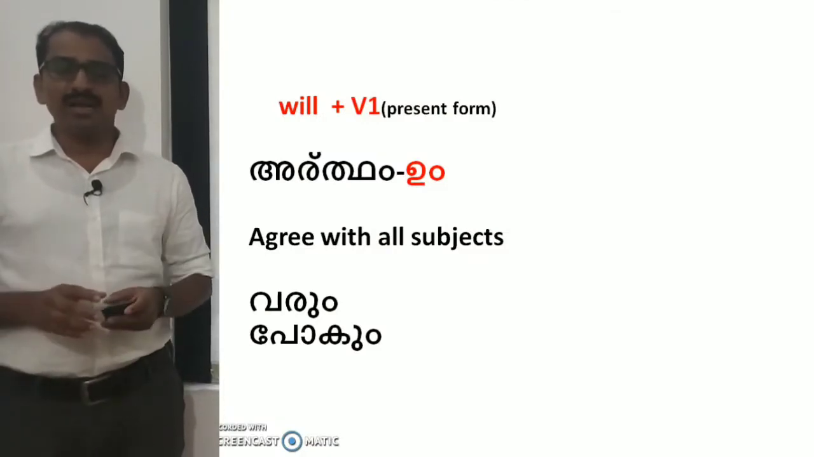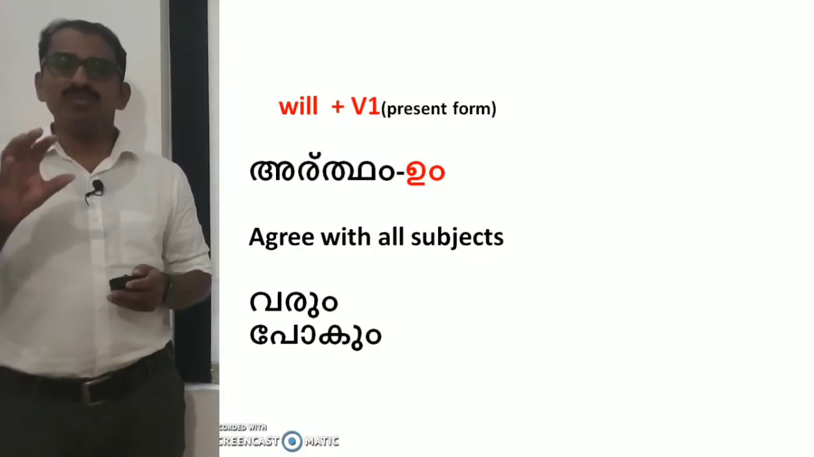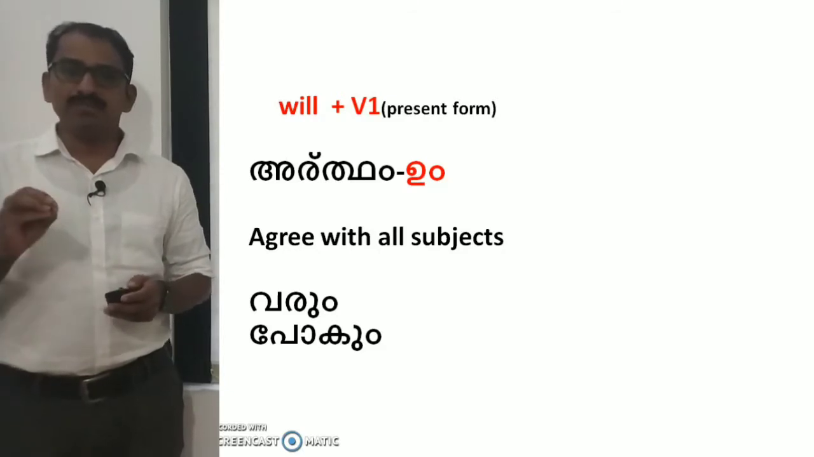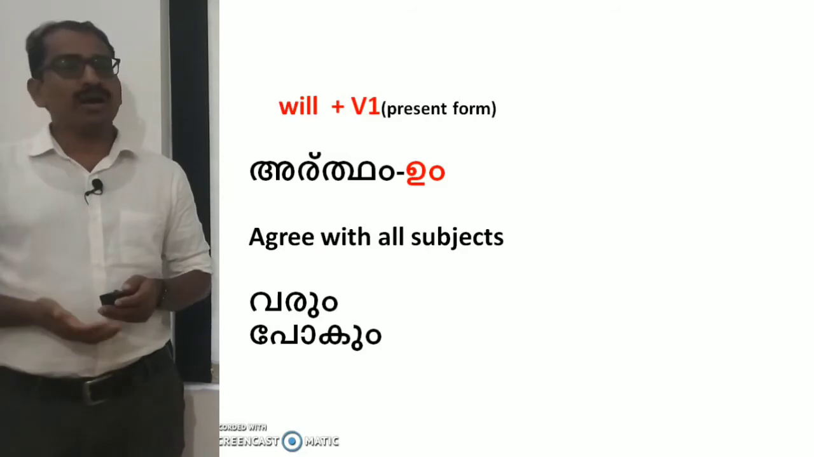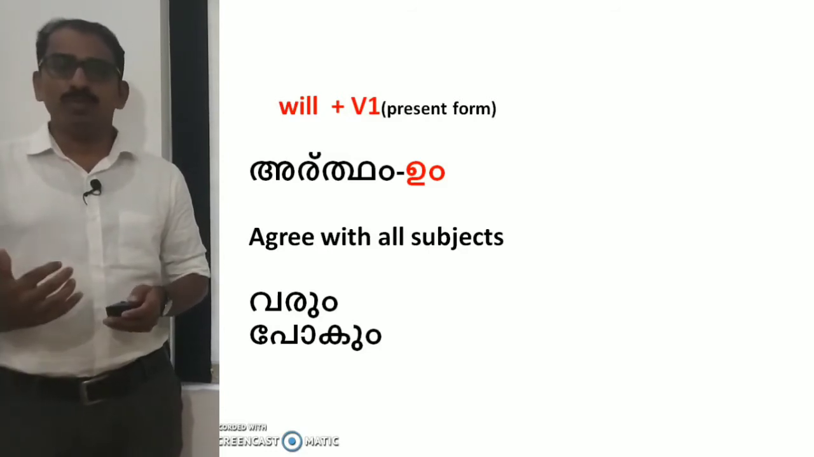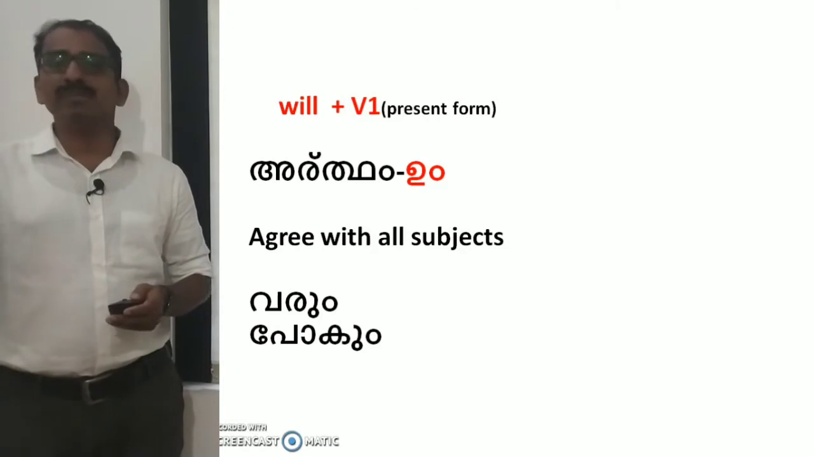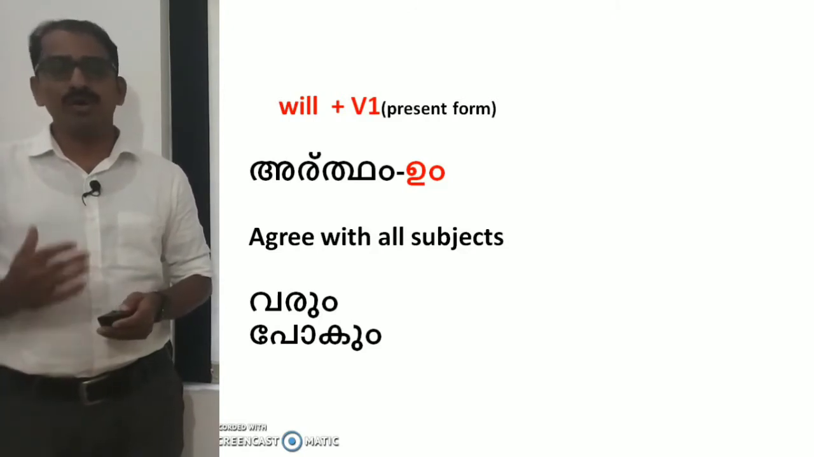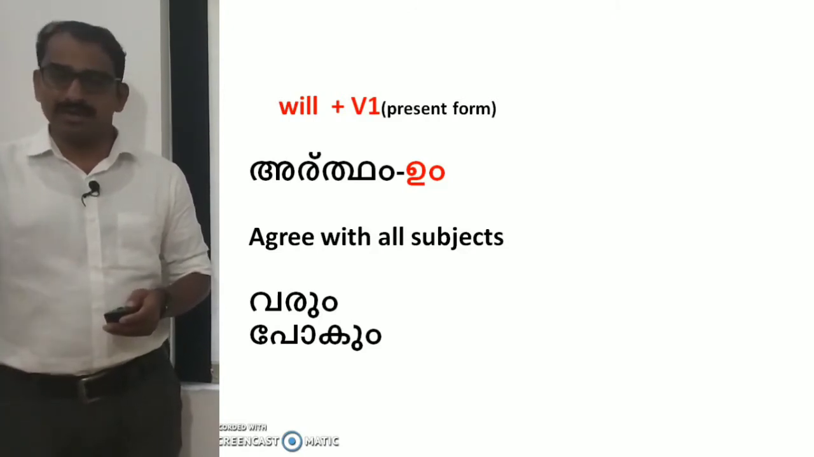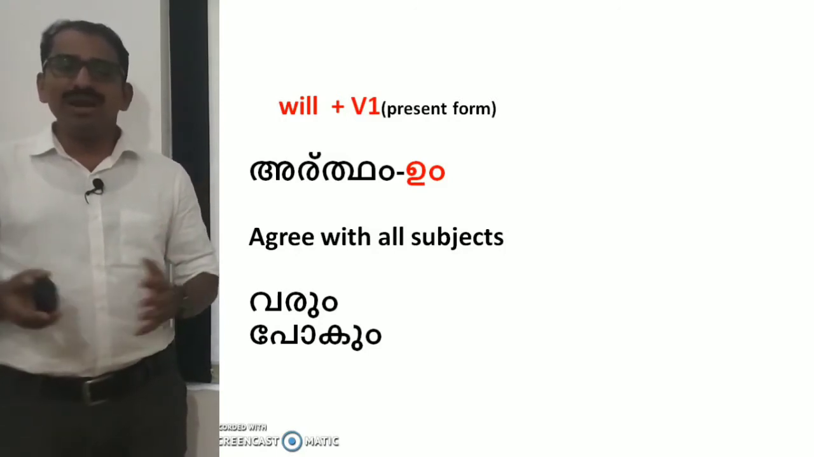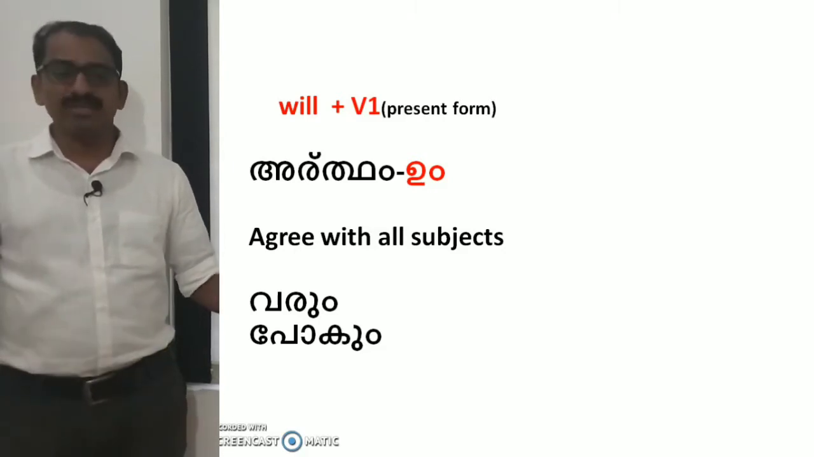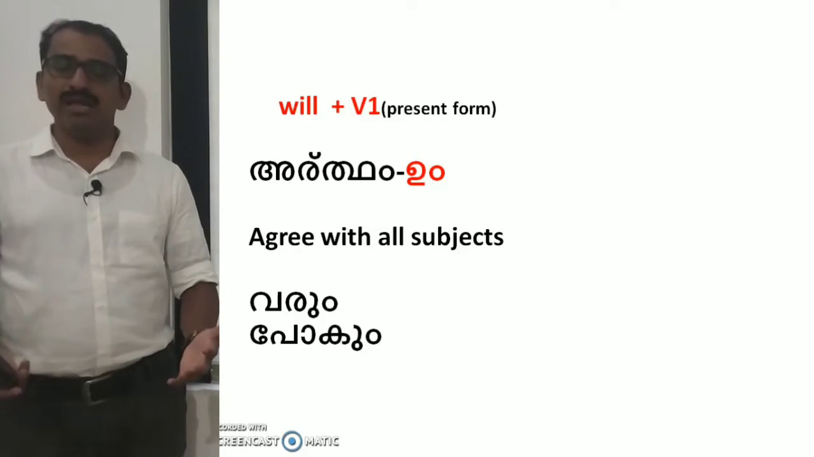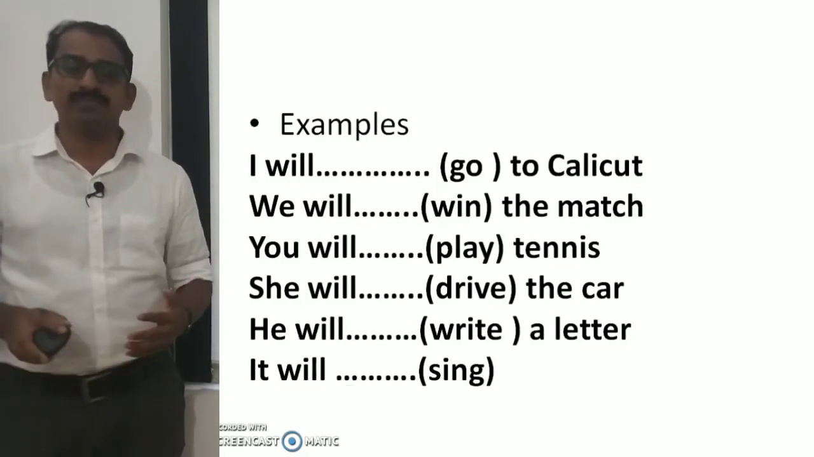Will is an auxiliary that will agree with V1 verb only. That means present form of the verb. That means we get the meaning of future: he will come, he will go, he will play. We use this for future meaning. We will discuss the future tense in the coming videos. These will agree with all subjects. That means whether it is singular or plural, there is no problem using will along with all the subjects. We get the meaning of will come, will go, will play through this.